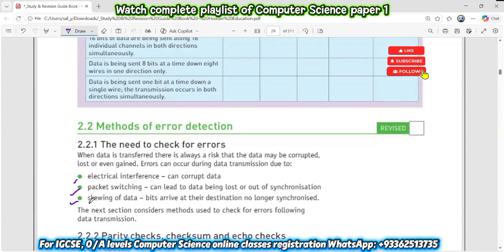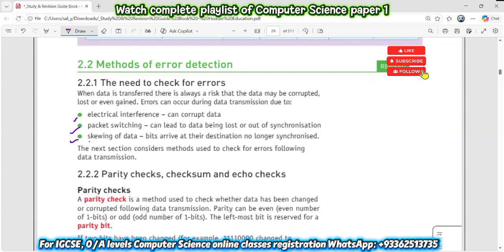This can again come in the paper, that they ask you to state the reasons for errors during data transmission. So this is what they want the student to write: errors due to electrical interference, errors due to packet switching problems, or errors due to skewing of data. Now, what the methods are, let's very quickly recap: parity check, checksum, and echo check.